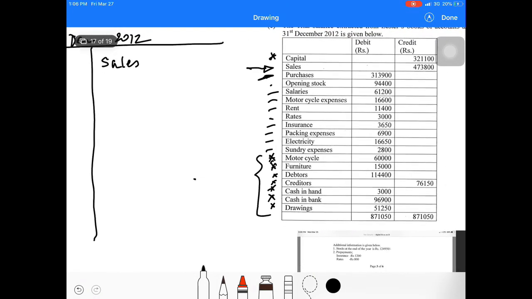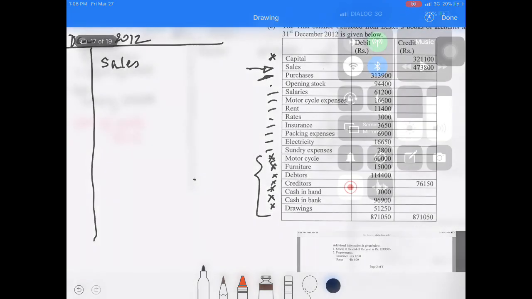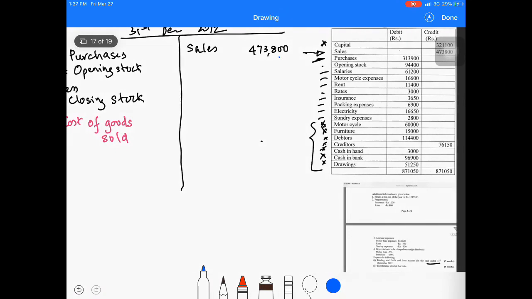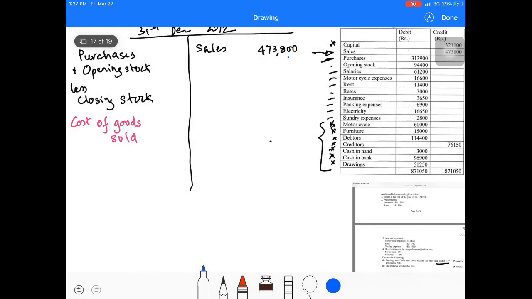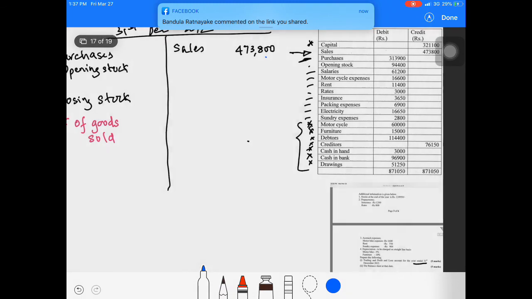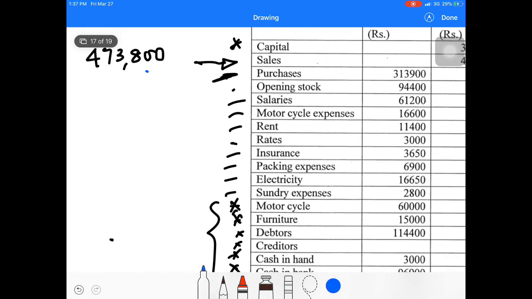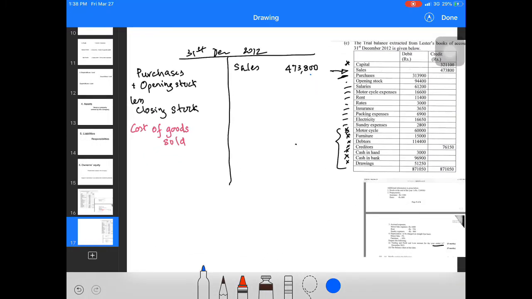Sales value is 473,800. Now what are the expenses? When we are writing expenses, we try to start with direct expenses, right? Direct expenses are, first one is purchases. It is 330,900.